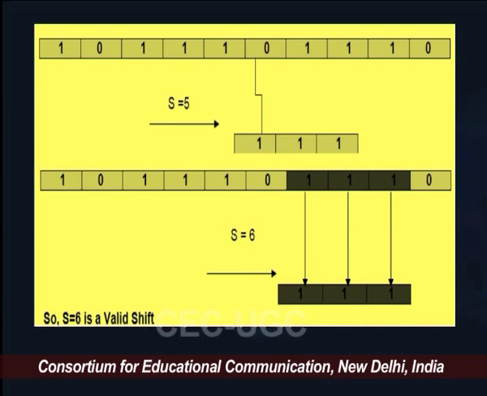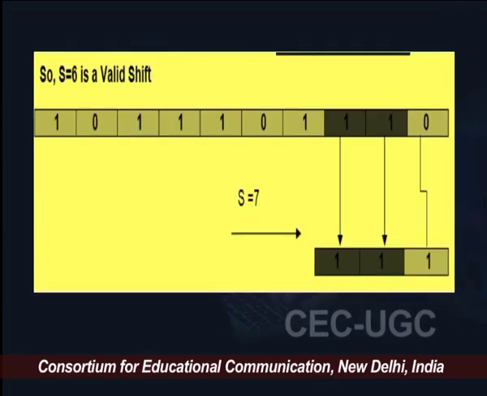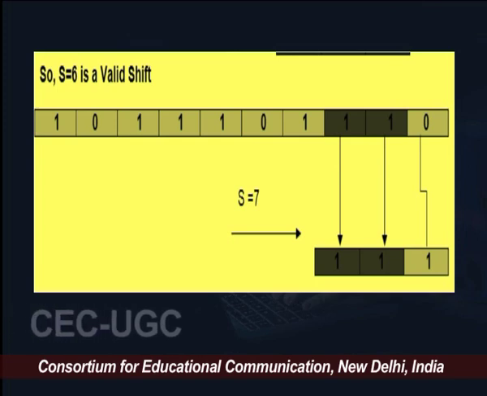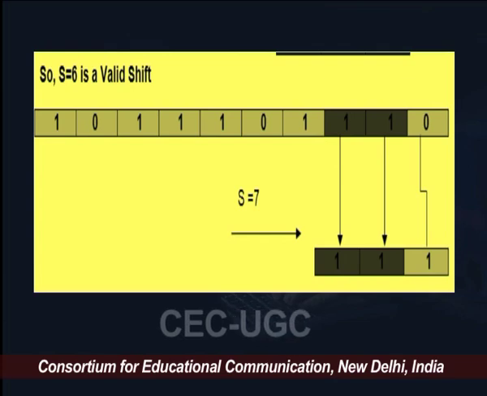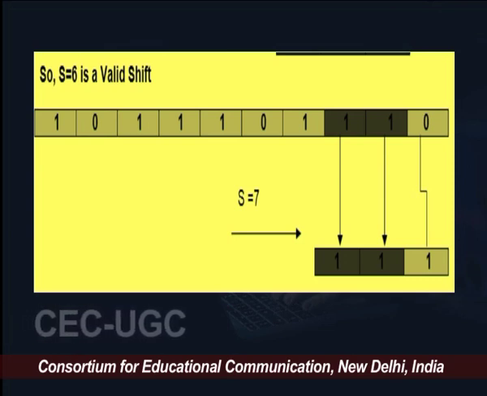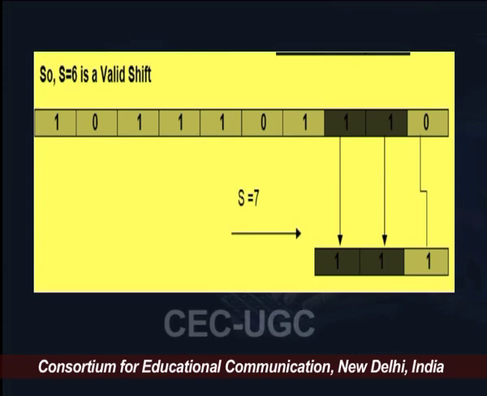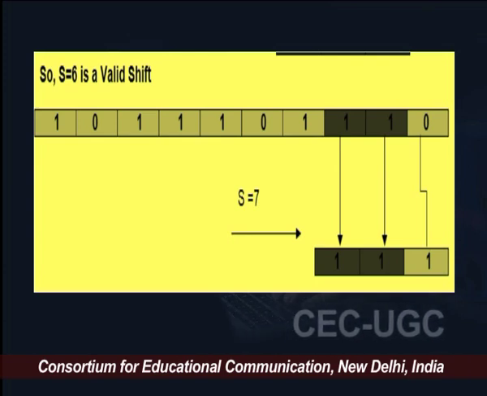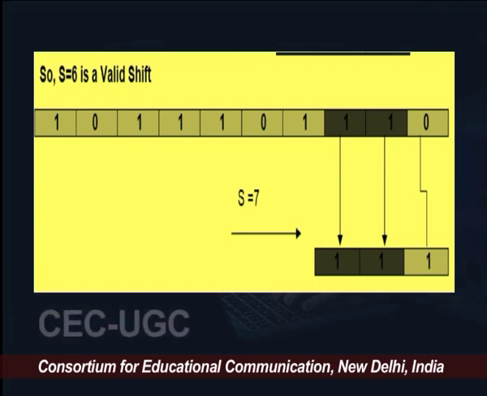Now, in this naive string matching algorithm, we will move our shift further to S equals 7. When we give S equals 7, we are at the last 3 characters of the text and we try to match them. The first 2 characters of the pattern are matching, but the last character of the text is 0 and the last character of the pattern is 1. So, not matching. S equals 7 is not a valid shift, while S equals 6 was a valid shift.